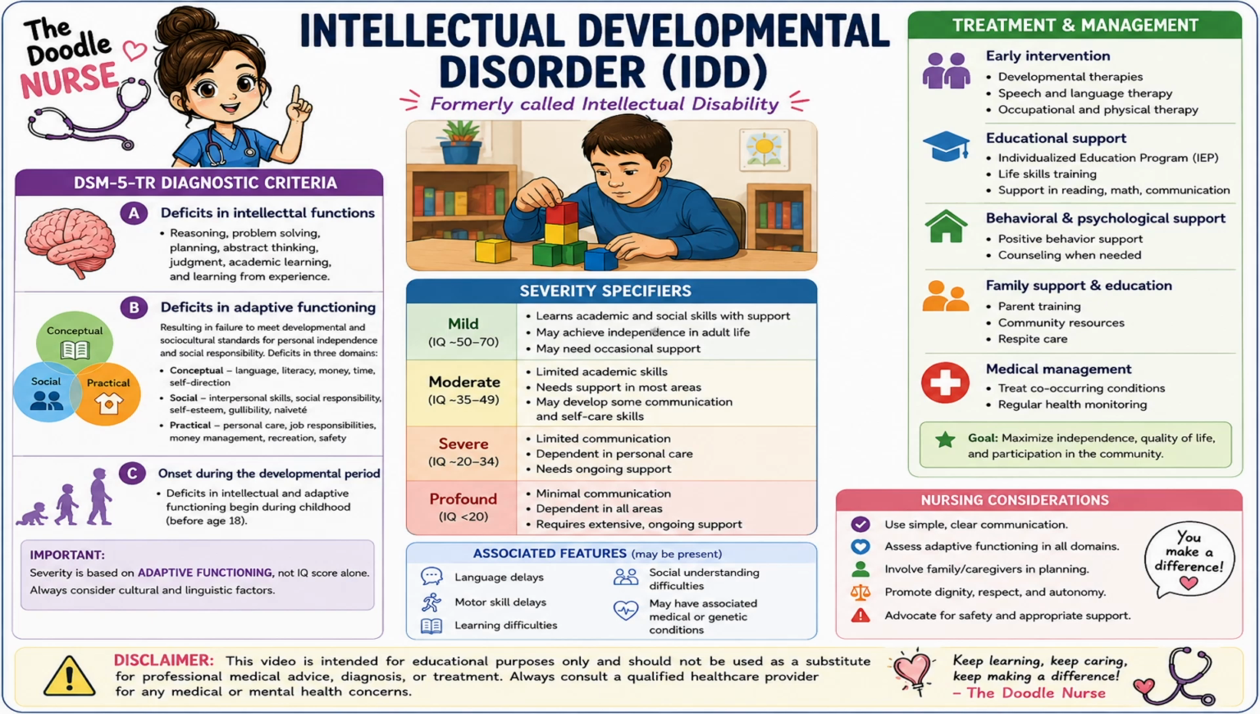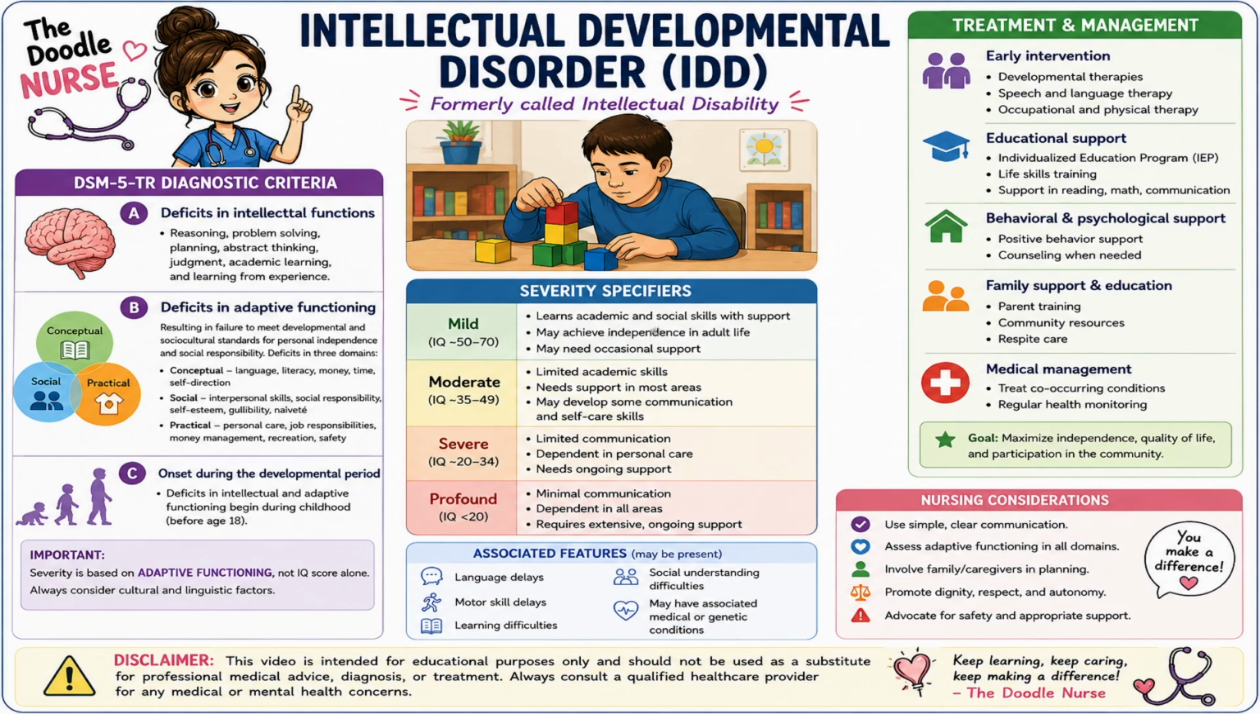Now, let's also discuss some associated features commonly seen in IDD. Language delays are common. Motor skill delays may affect walking, coordination, and fine motor tasks. Learning difficulties often persist throughout life. Social understanding challenges may affect peer relationships and communication. Some individuals may have associated genetic or medical conditions such as Down syndrome, Fragile X syndrome, cerebral palsy, or seizure disorders.